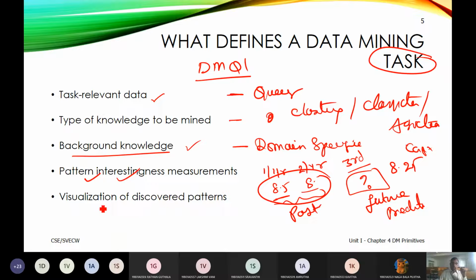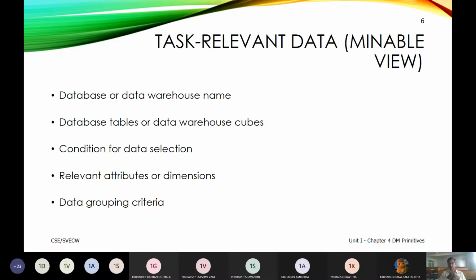Then for visualization, I will put some chart here. First it is 8.5, then it came to 8, and maybe it will increase in between. In this way, we are going to visualize and demonstrate to the end user whatever pattern we have identified. That needs to be demonstrated.